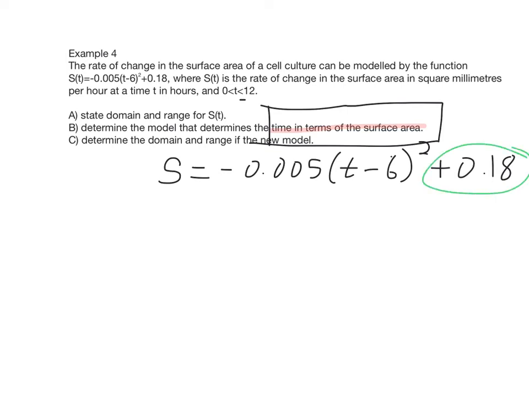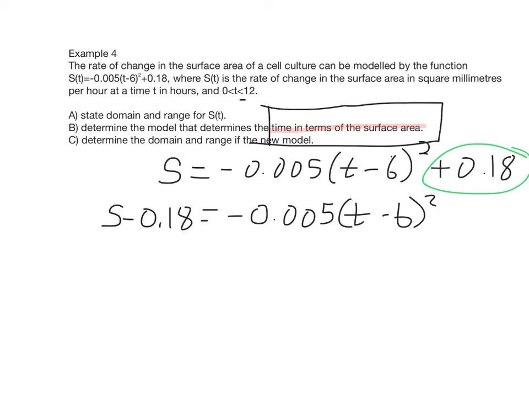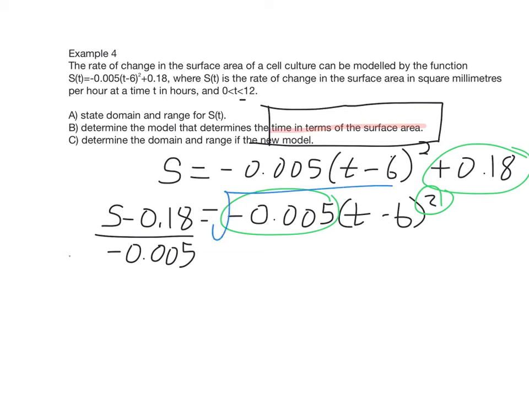We're going to start by bringing that 0.18 over, so we're going to see s minus 0.18 being equal to negative 0.005 multiplied by (t minus 6) squared. We're going to divide here, so that's going to become our denominator. So divided by negative 0.005, and we've got a root there, so let's take the square root of both of these.